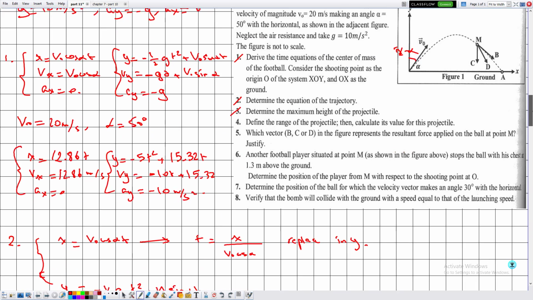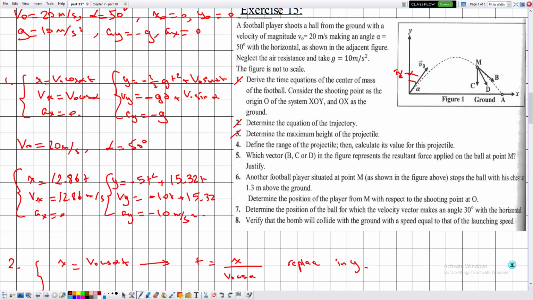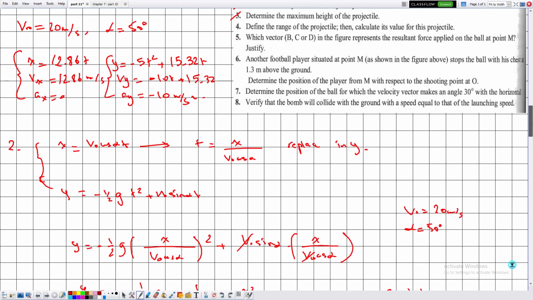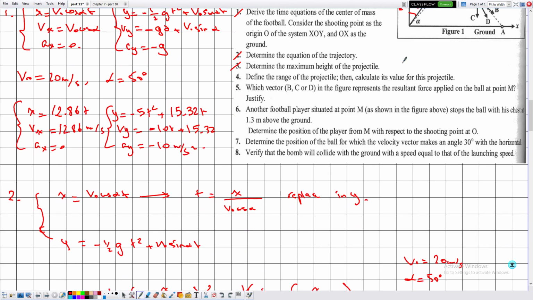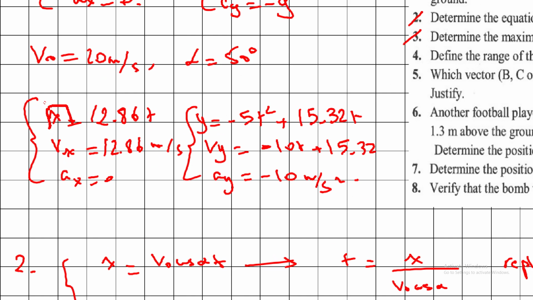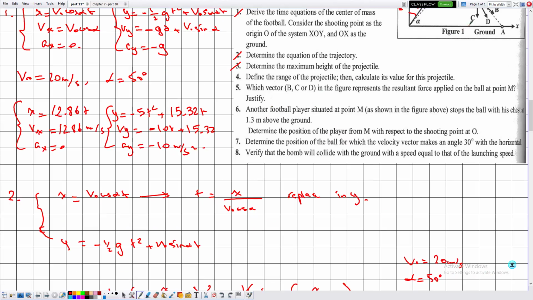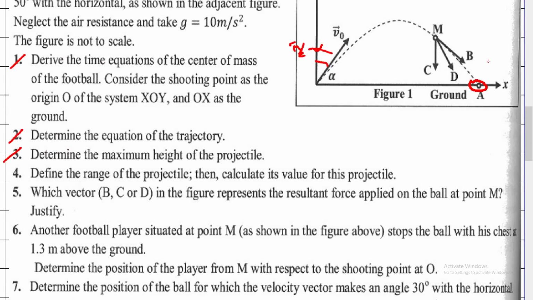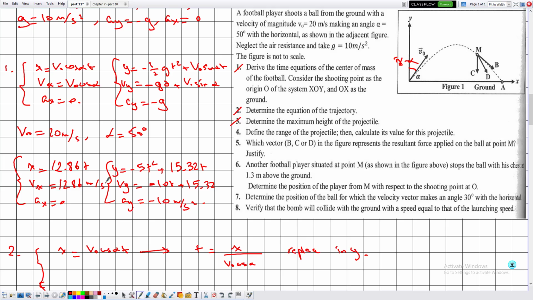Now graphically, the range corresponds to the horizontal distance between the shooting point and this intersection point. So this is the range. So we are determining the value of x. In order to determine the value of x, we need to determine the value of t, because notice that this is a horizontal distance. So in order to determine the value of t, notice that in this case the value of y is given by 0.